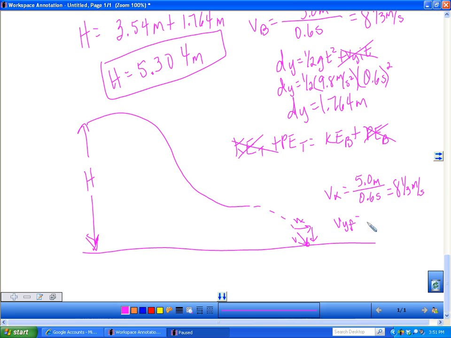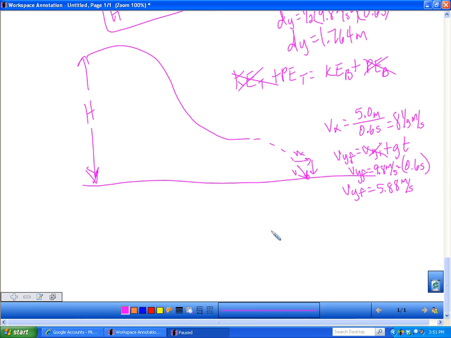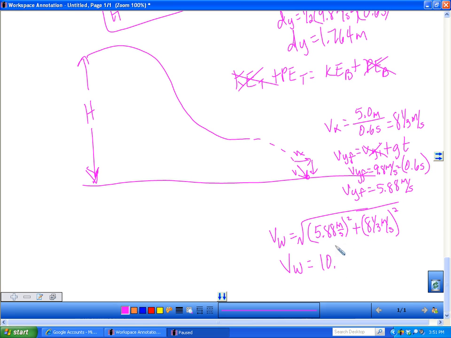Vy final is equal to Vy initial plus gt. Vy initial is 0. So Vy final is gravity acting for 0.6 seconds, so Vy final is 5.88. But that is not the speed he hits the water with, because he has two components. He has the 8 1/3 and the 5.88. So the speed that he hits the water with is going to be the square root of 5.88 squared plus 8 1/3 squared. So the speed he hits the water with is about 10.2.